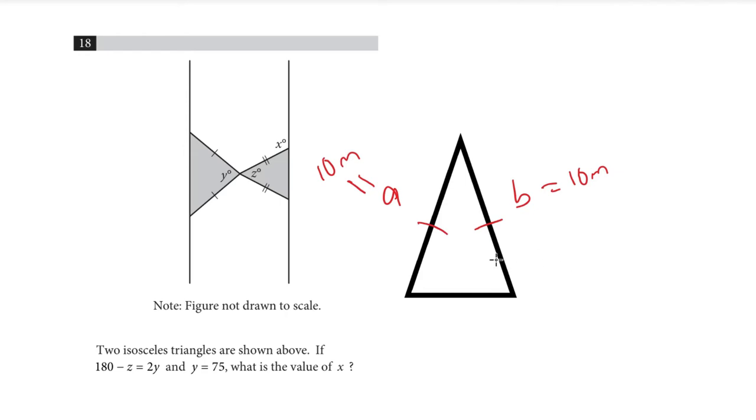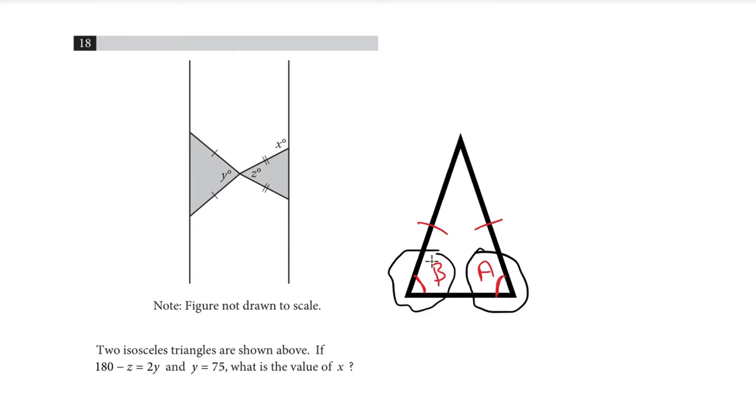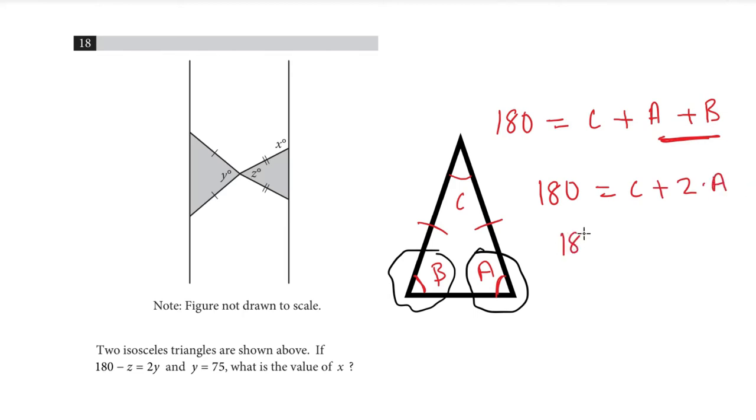Now, one other thing that you have to know about isosceles triangles is that the angles corresponding to those sides must be equal as well. So angle A, whatever it is, must be equal to angle B. And we of course know that the sum of internal angles of a triangle is going to be 180 degrees. So 180 is going to be equal to C plus A plus B. Now we said that A and B are equal, so we can write this down as 180 is equal to C plus 2 times A, or 180 is equal to C plus 2 times B.